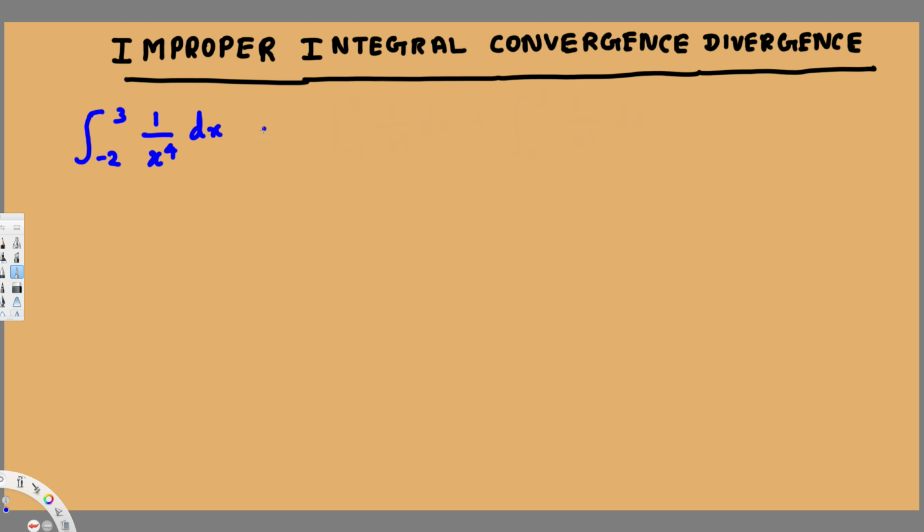So what we do in this kind of situation is we separate this one into two parts. This is going to go from -2 to 0 of 1 over x to the power 4 dx, and then we are going to have 0 to 3 of 1 over x to the power 4 dx, right? So this is what we are going to have.